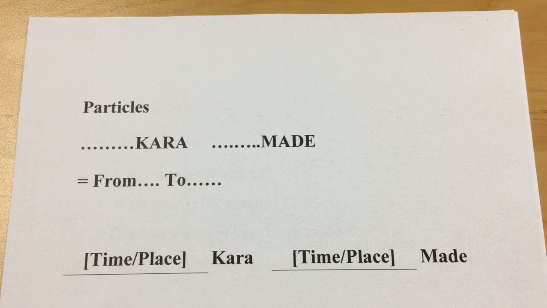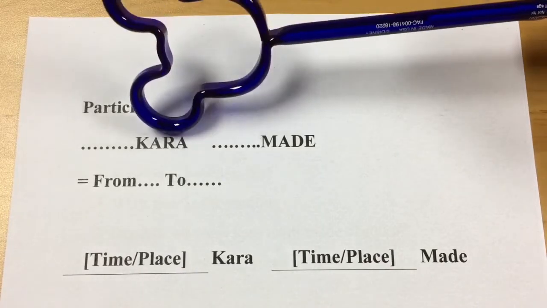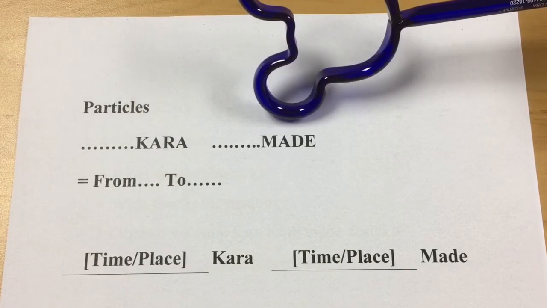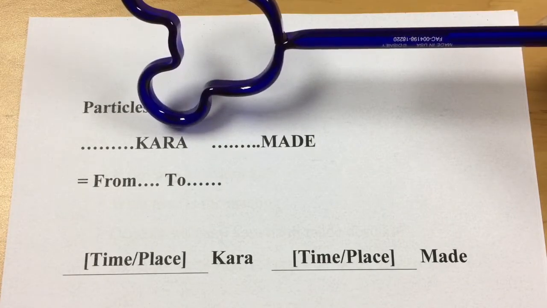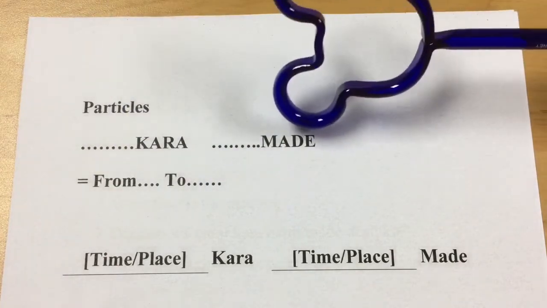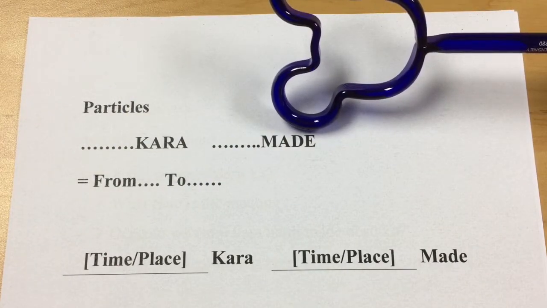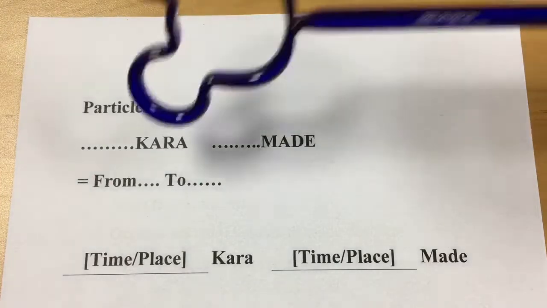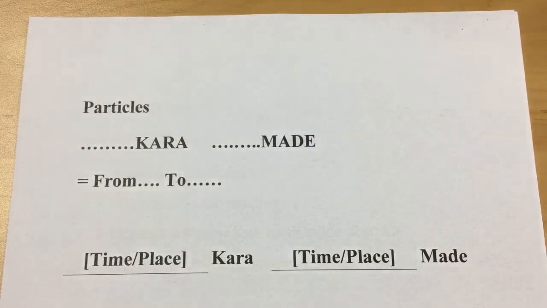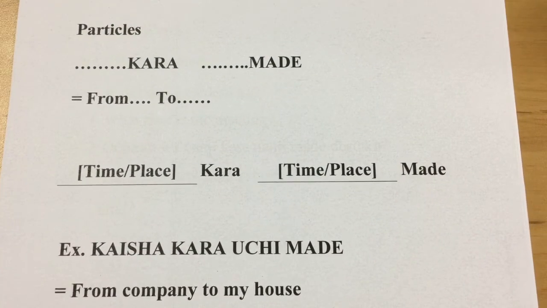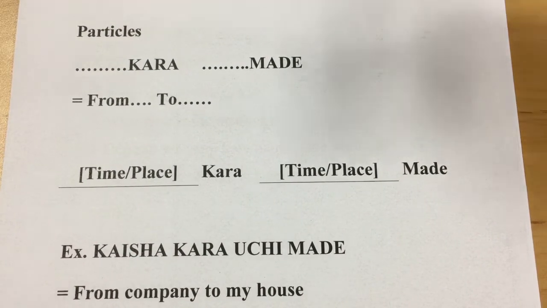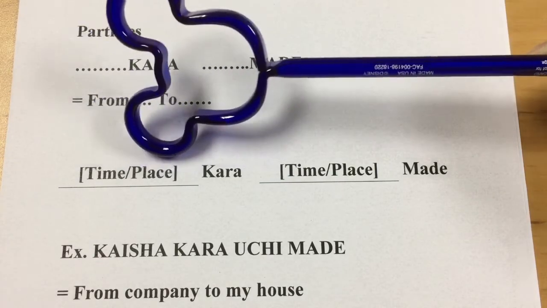In this chapter 3, we introduce to you the new particles kara and made. Kara in English means from, and made in English means to. Then let's learn how to use it. Kara and made, we can use it with time or place.